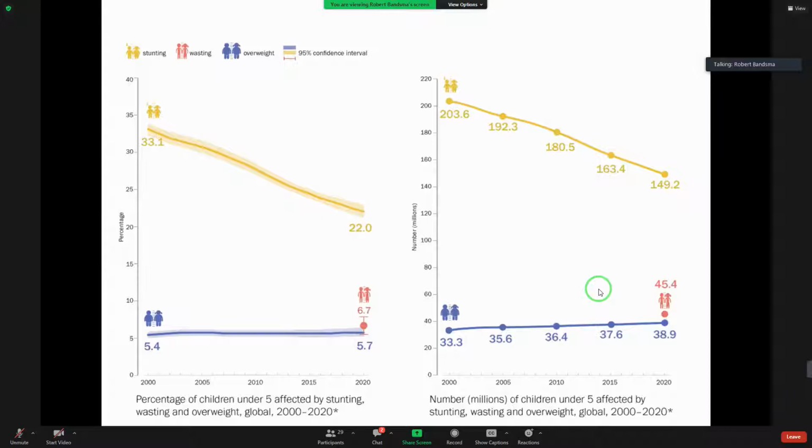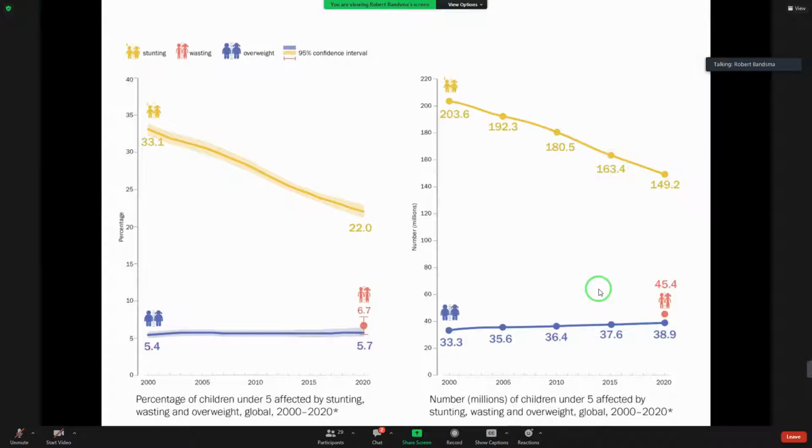The data on wasting, so being thin, i.e. a low weight for height or a low weight for length for young children who can't stand, that burden is around 7%, leading to about 45 million children around the world. What you can also see is that the burden of being overweight has slowly increased over the years, less so in terms of percentage-wise, but because of population growth, in absolute numbers, it has.